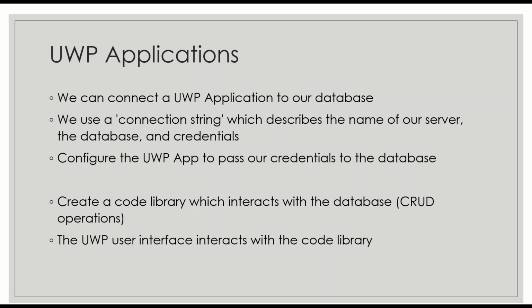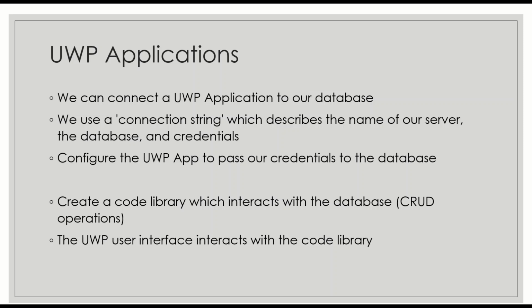We're going to create a UWP application that connects to our database. In order for us to do this, we need to use something called a connection string. A connection string is a way for us to describe in our application how we connect to the database server. So we use that connection string to describe things like the name of our server, the database that we want to connect to, and our credentials and other security settings. And we need to configure our UWP app to pass our credentials to the database. And we want to make sure that we're doing this in a secure way.